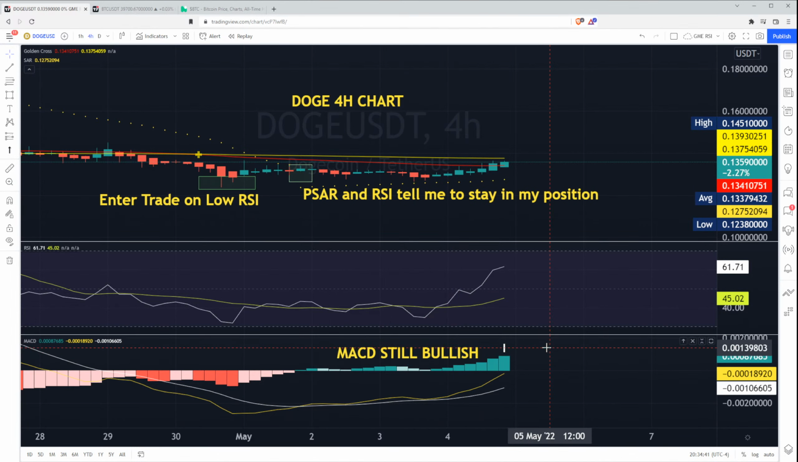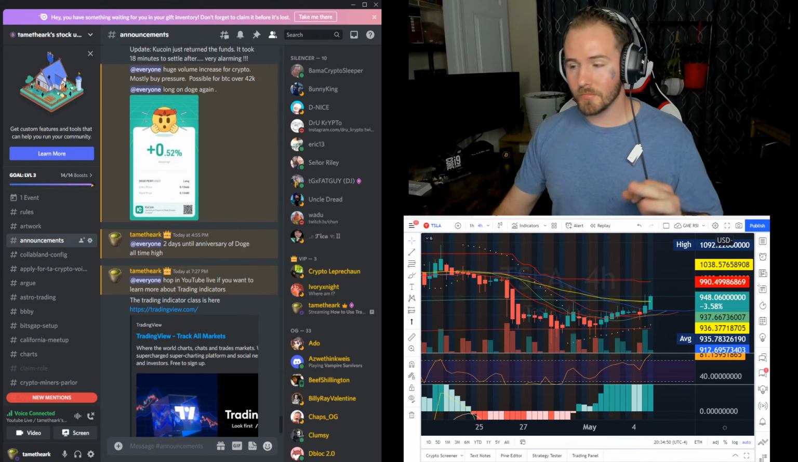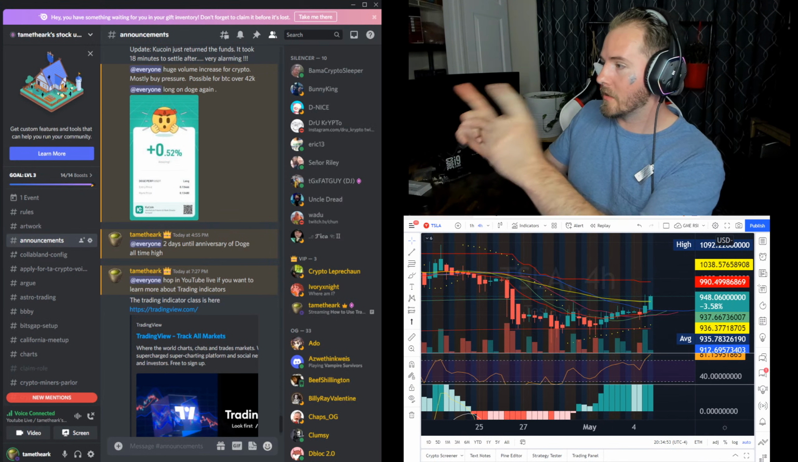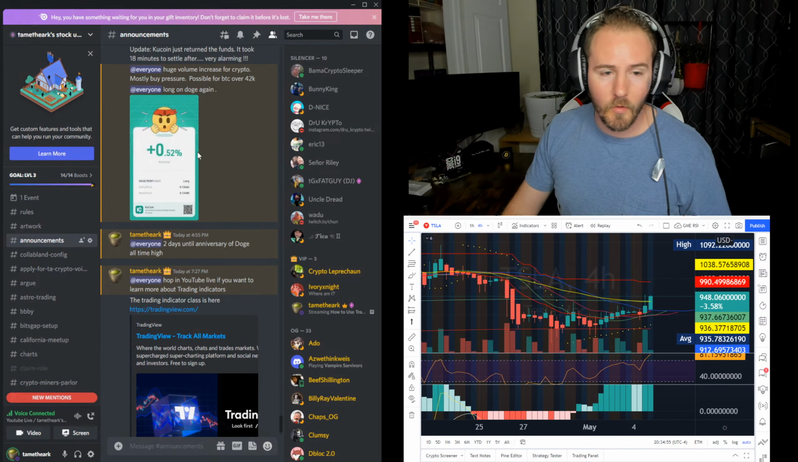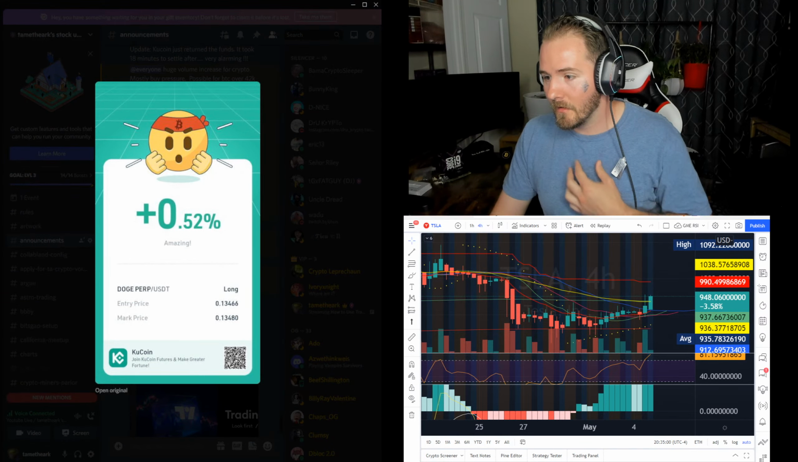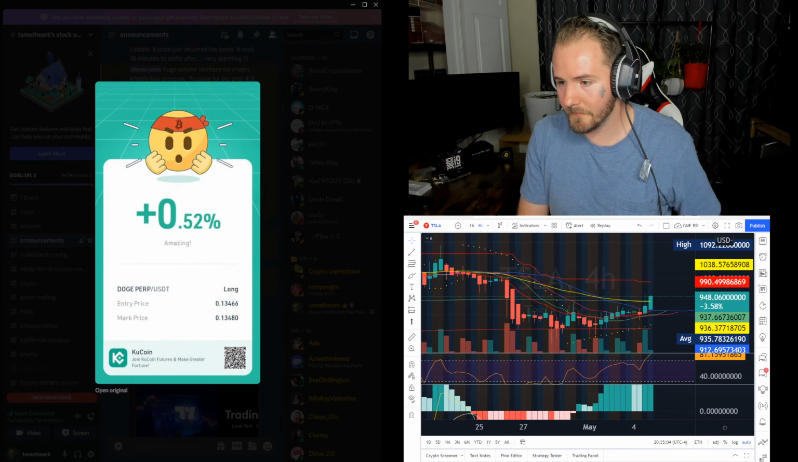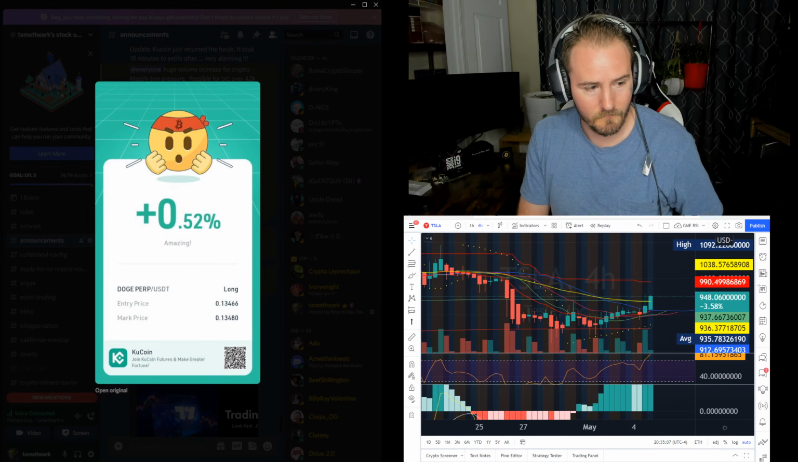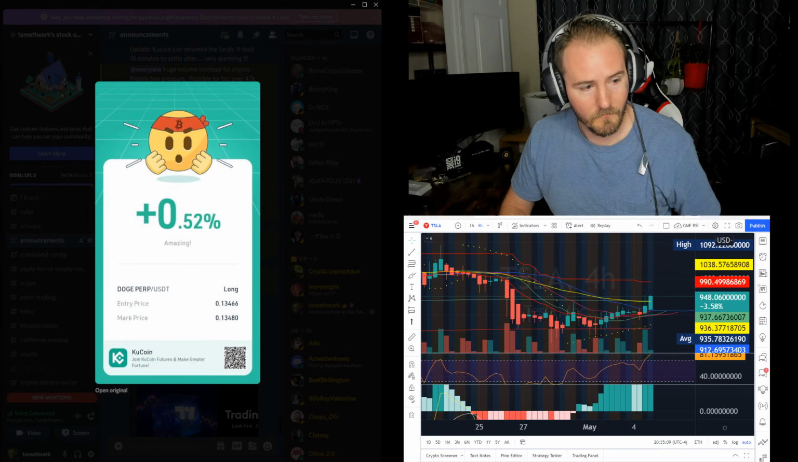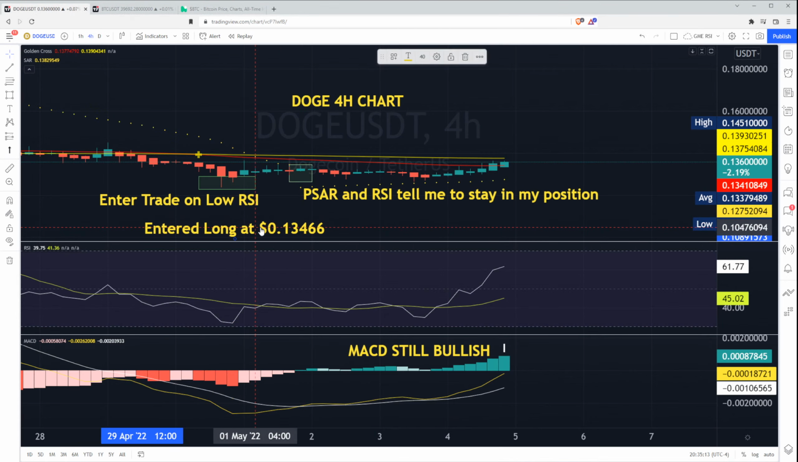And for you guys who don't remember, I'll switch over here real quick. This was when I entered my trade earlier. So I entered my Dogecoin long up here, 13.466. I entered this trade at 13.466. I was waiting on the news. I was waiting on all the fundamentals to calm down.